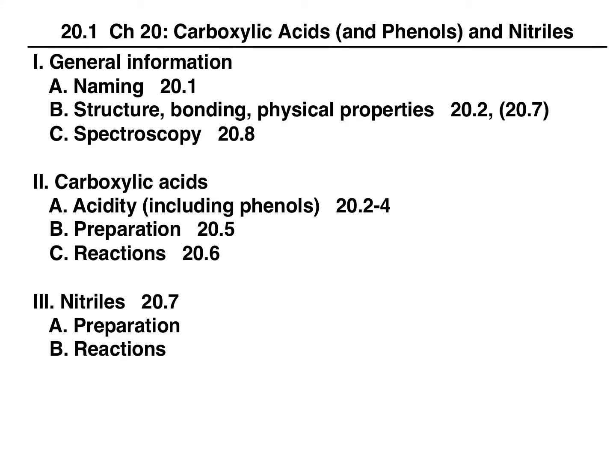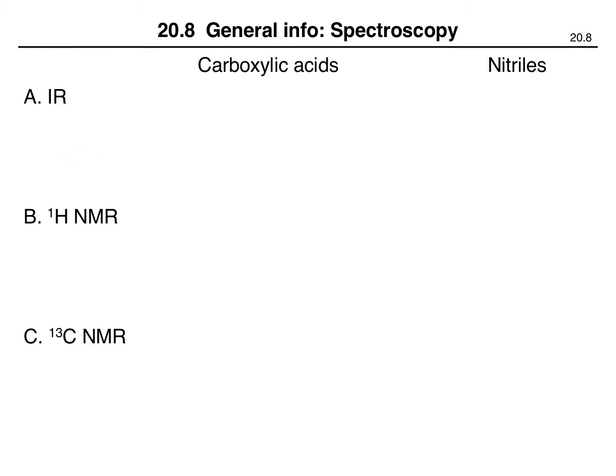In this video, we're going to continue to look at general information on carboxylic acids and nitriles, focusing on spectroscopy. So what are the features we should be looking for? In IR, a carboxylic acid, you are going to see a carbonyl around 1700 inverse centimeters. You're going to see an acid OH, which is going to look very different than an alcohol OH. This is going to show up between about 2500 to 3500.